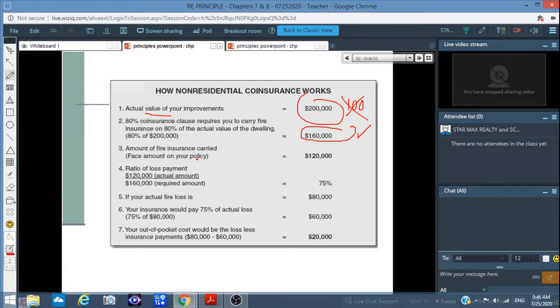Amount of fire insurance carried is the face amount on your policy. Okay，因为它也是只有拿12万，Okay, so 12万跟16万 is what, that's 75%, okay, of the max. Okay, so if you actually lost 80,000, okay, they only pay 75% of the actual loss. Okay, so they pay you 60,000. 80 times 0.75, they pay you 60. And you have to come up with 20,000.